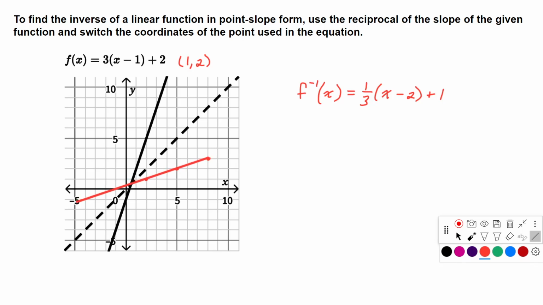And you'll notice again that where the original function intersects the line y equals x, so does our inverse function. And you will see a line that looks as if we folded our graph along the dashed line of y equals x.